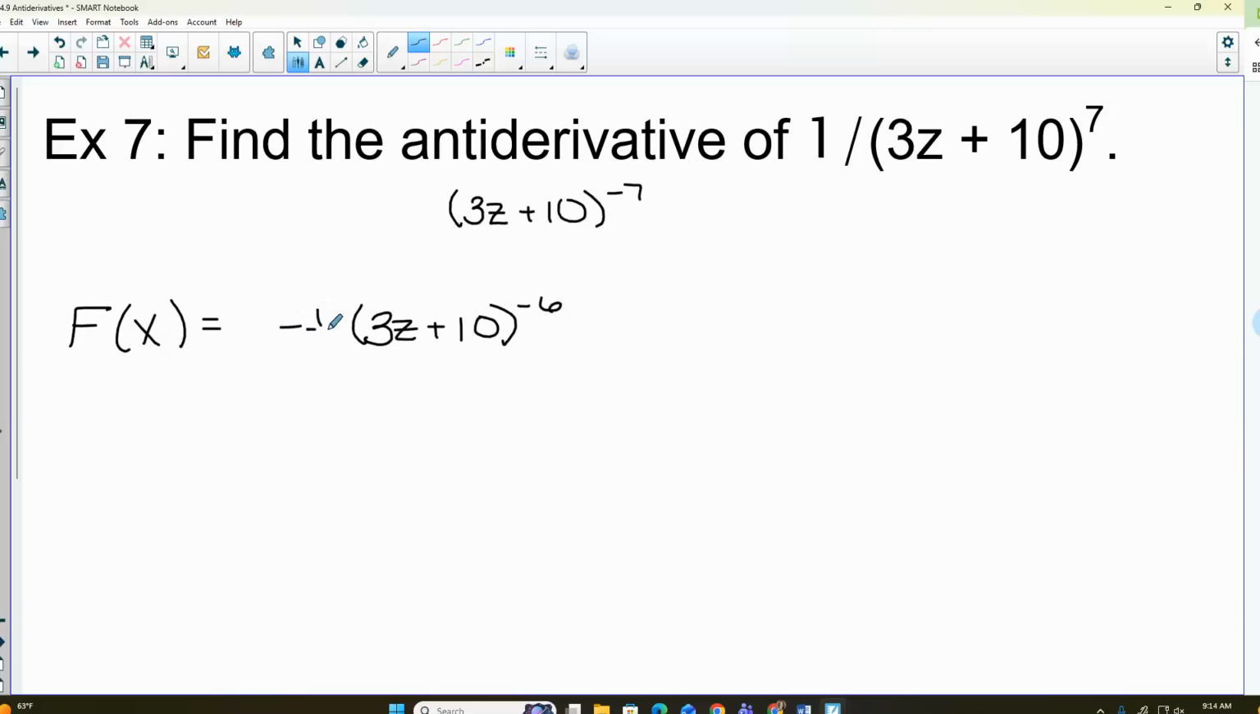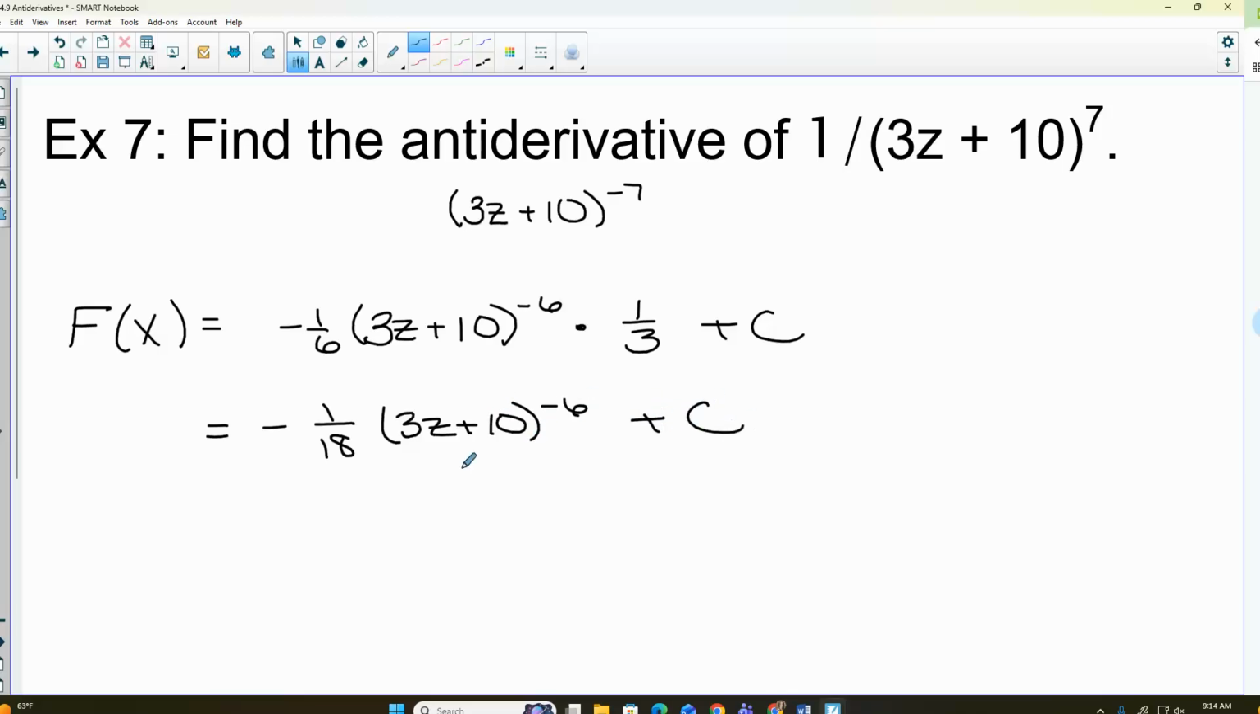Negative. So when you do the derivative, the exponent comes down, that would cancel. Inside stays the same, subtract 1 from the power, times the derivative of the inside. Derivative of the inside is 3, so to cancel it, we need 1/3. So we get -1/18 times 3z plus 10 to the -6 plus c.